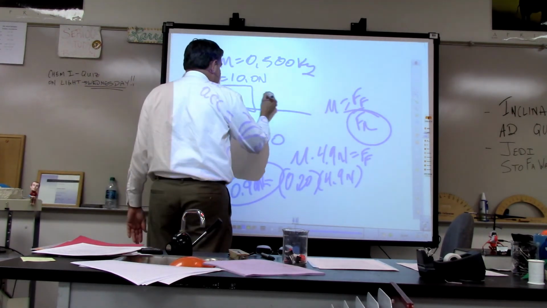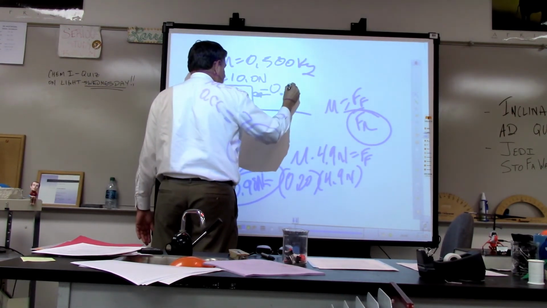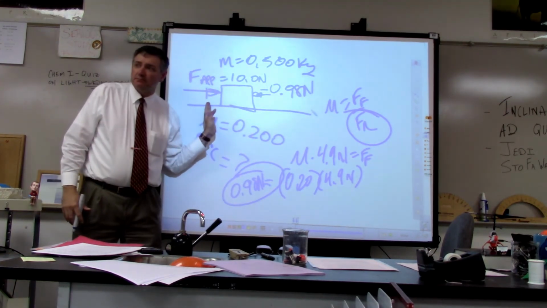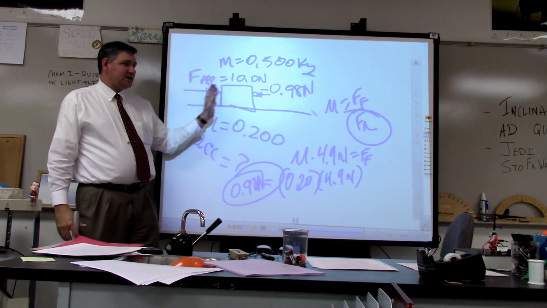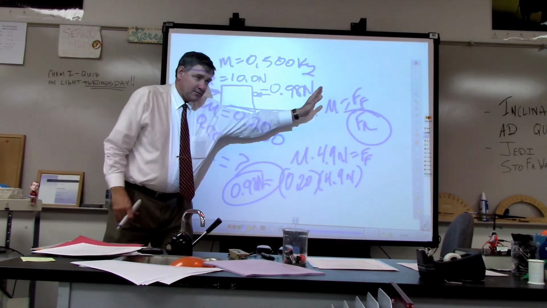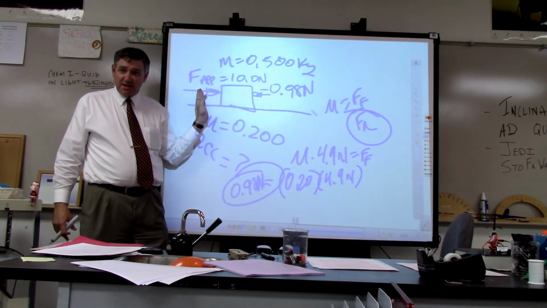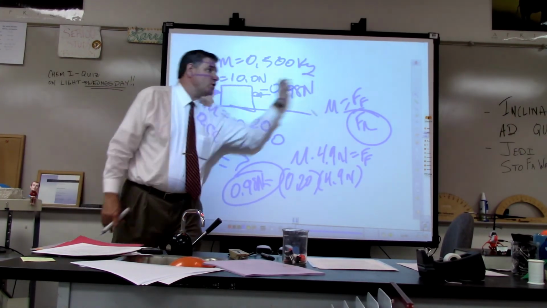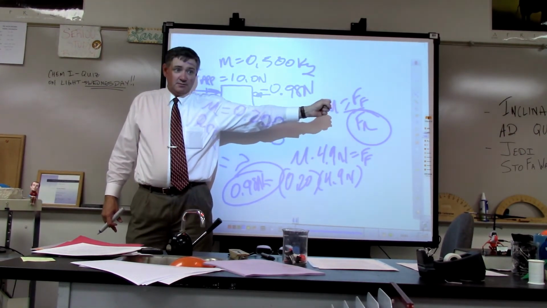So, which direction is this force of 0.98 newtons going to act? Opposite. So, if you want to think about it this way, this is like horizontal gravity. Okay? So, I'm trying to push it this way. I've got an opposing force of negative 0.98 newtons. Is friction ever going to work with me to make it go faster?